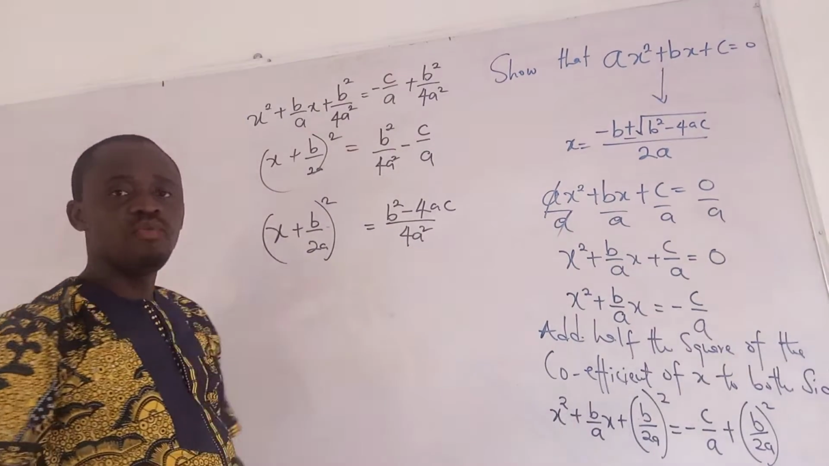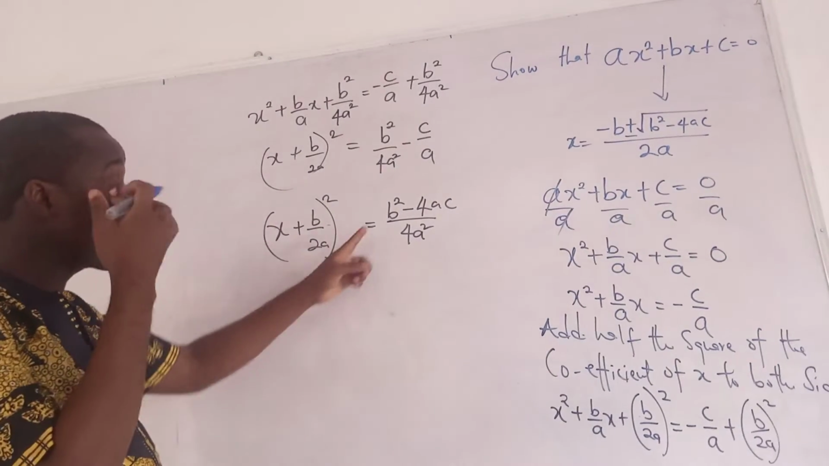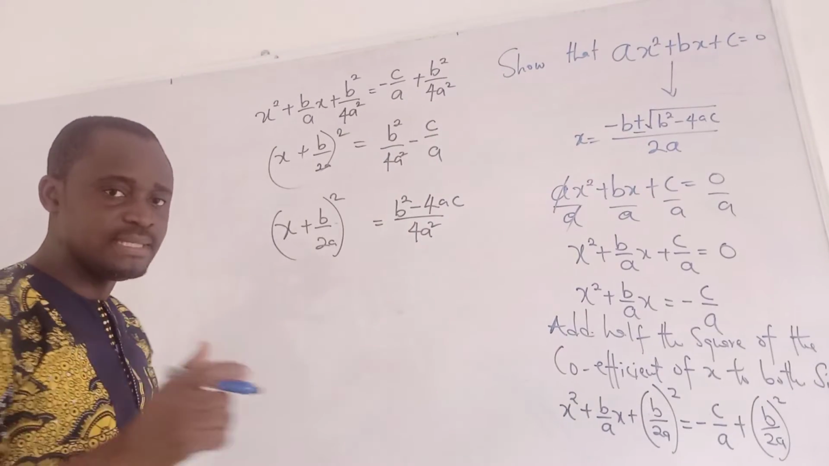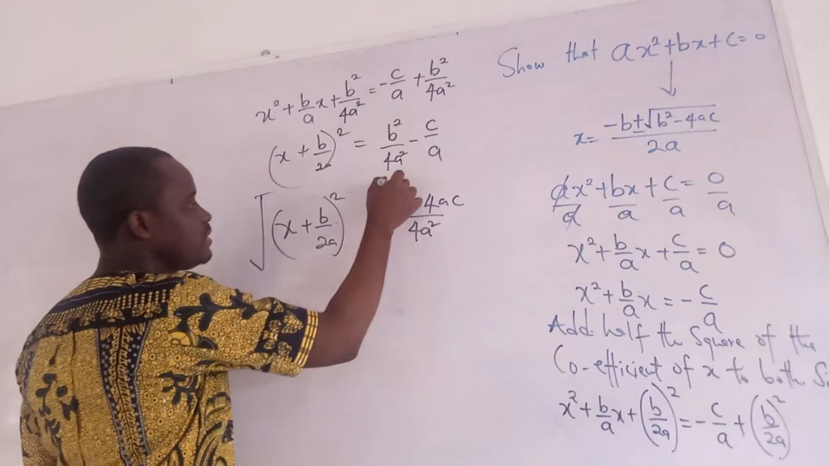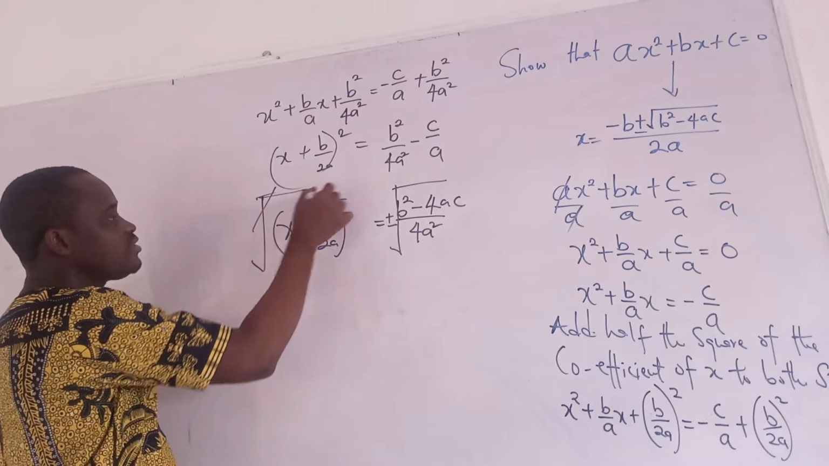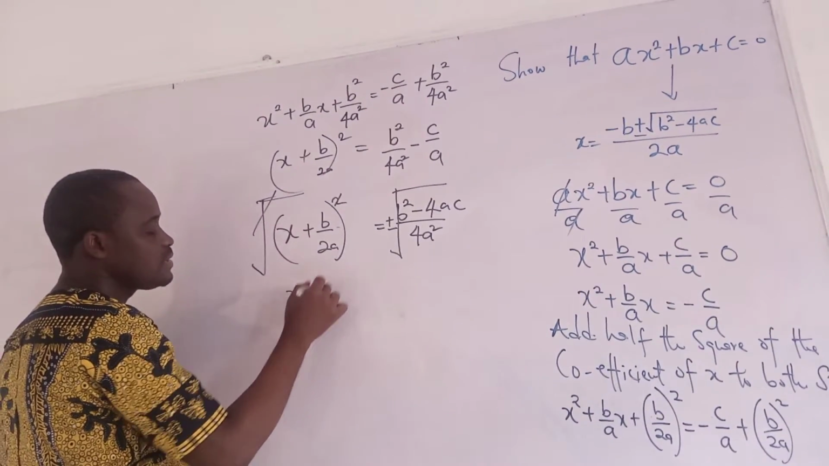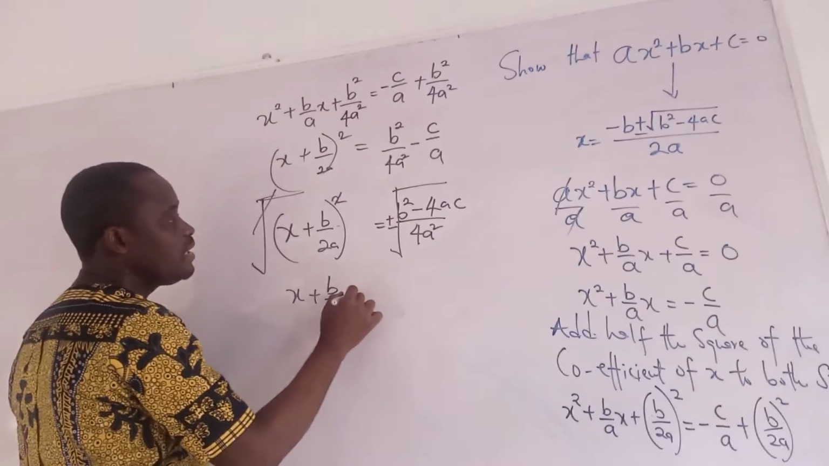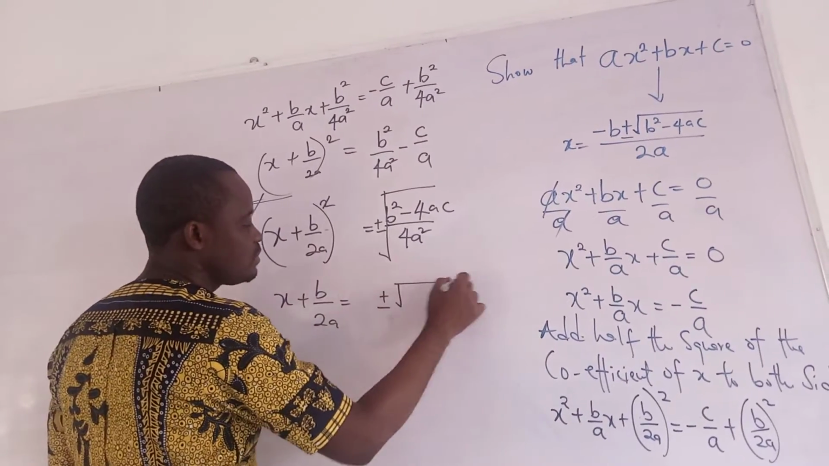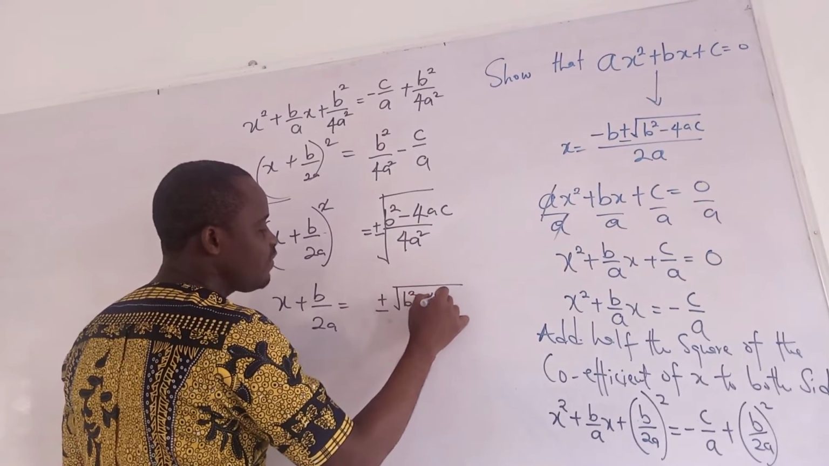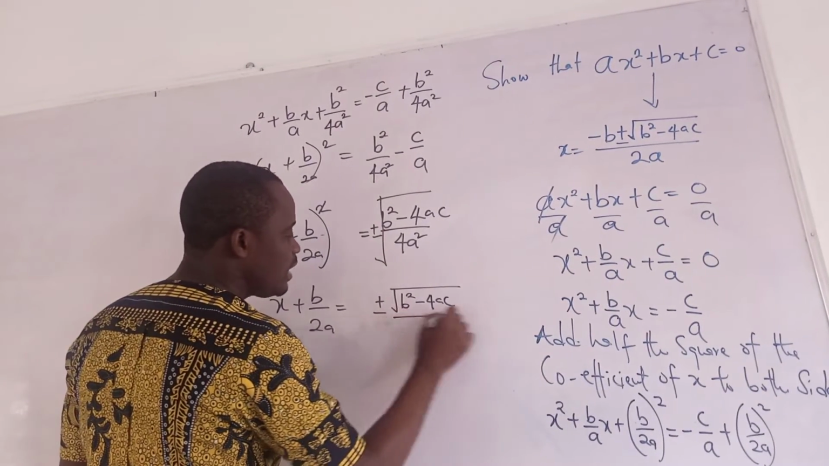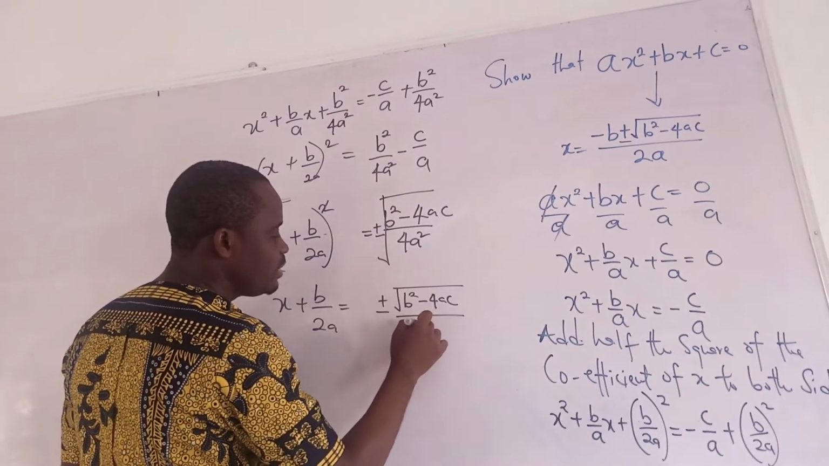In mathematics, when you have a square on one side, you have a plus or minus on the other side. So if you take the square root of both sides, the square root cancels this square. So that will be x plus b over 2a equals plus or minus square root of b squared minus 4ac. This remains. The square root affects this 4a squared, so the square root of 4a squared will be 2a.